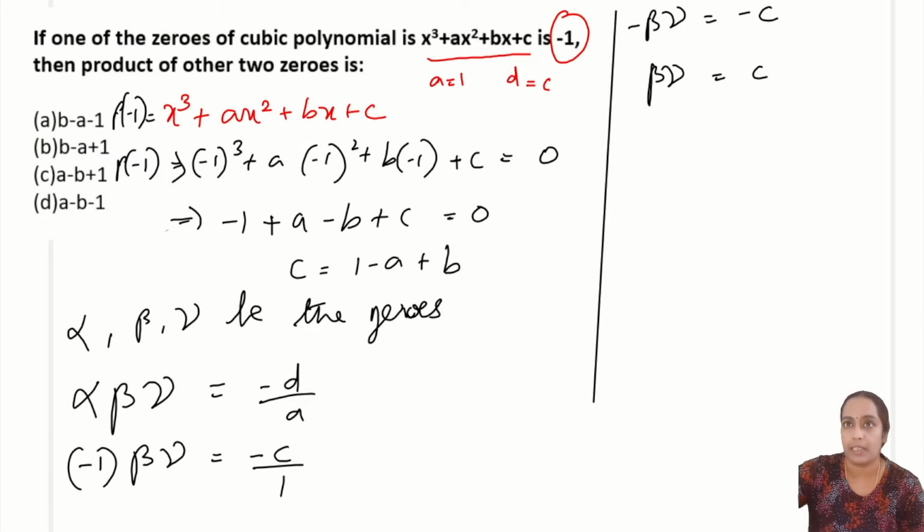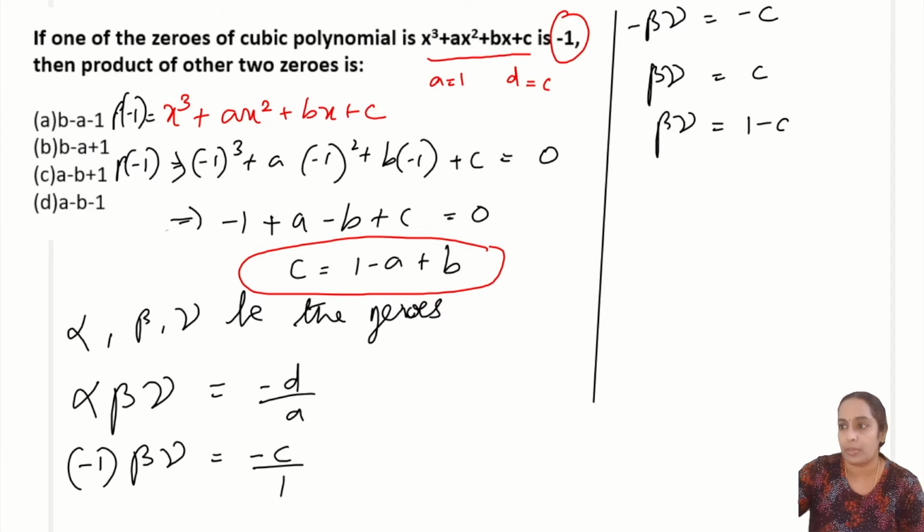What is my c? I already got the value for c. c is nothing but 1 minus a plus b. So beta gamma, the product of other two zeros, is 1 minus a plus b, which is option B, the correct answer. 1 minus a plus b. So all the options are very much confusing. You have to look at it properly, the signs of a, b, and then mark the correct answer.